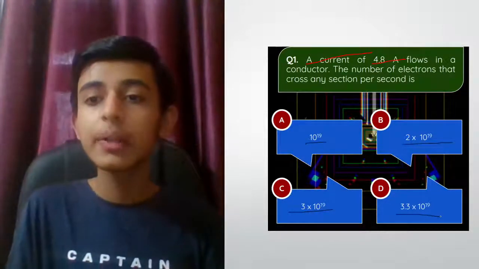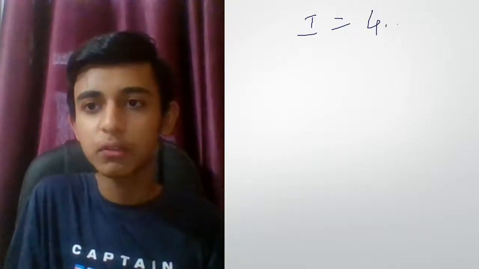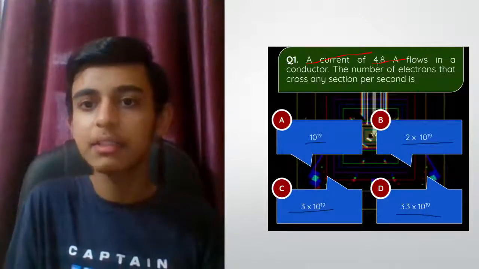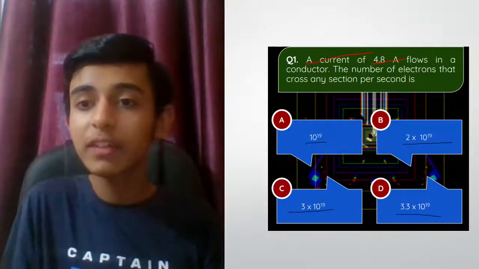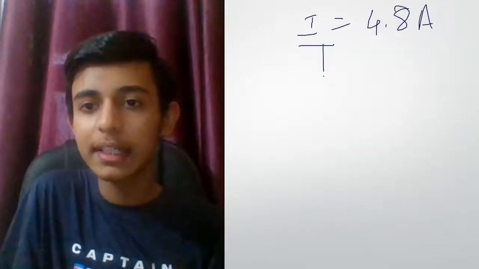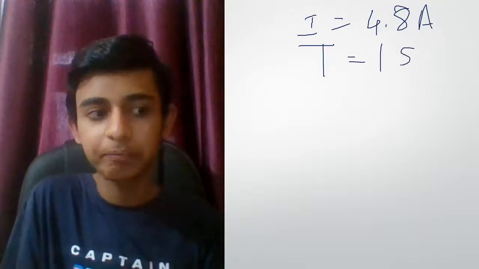Yeah. So now it is given to us that the current which is flowing, I, is equal to 4.8 amperes. Clear? The current is given as 4.8 amperes flowing in a conductor. So we have to find the number of electrons that cross any section per second. So per second means time is given to us as 1 second.